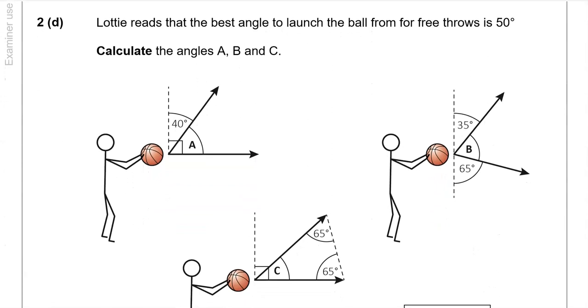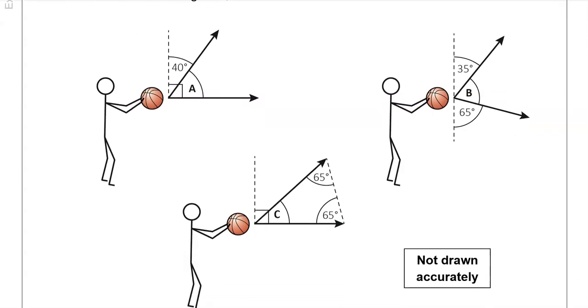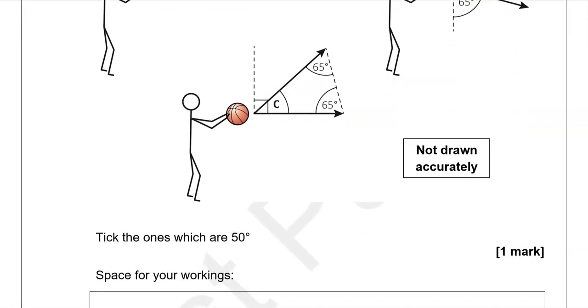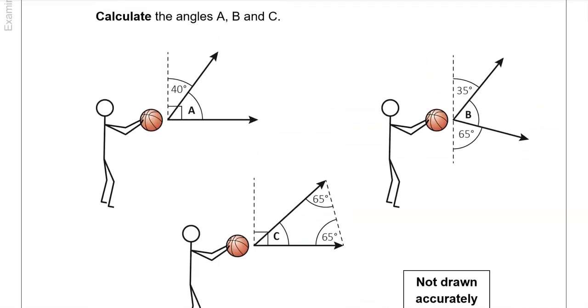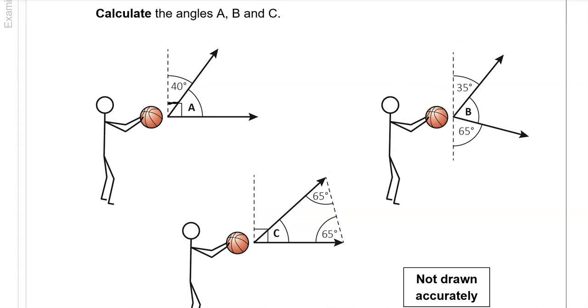Note reads that the best angle to launch the ball from for free throws is 50 degrees. Calculate the angles A, B, and C. These are not drawn accurately, so there is no point in measuring them with the protractor. And then we've got to tick the ones which are 50 degrees. So looking at A, we've got both angles adding up to 90 degrees.